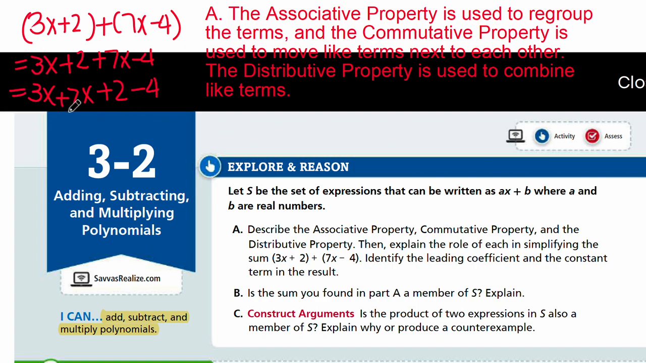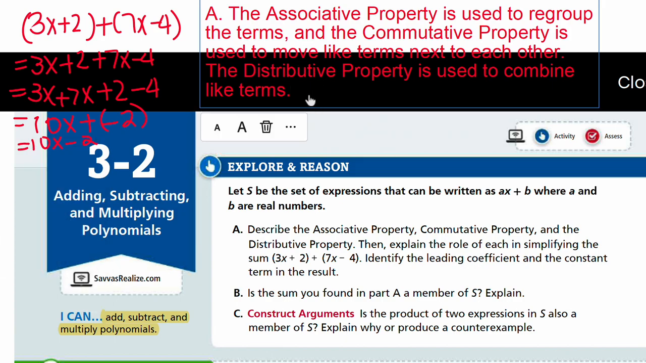And then you can add like terms. And then, right? And then you can use distributive property to make sure that it's simplified. And now we have a leading coefficient of 10, and the constant term should be -2. So I showed you using math, but we should also explain using words.